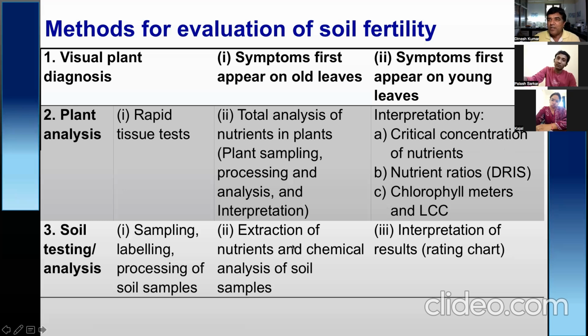Then first you extract the nutrients from the soil, and then after extraction, you do chemical analysis. And after chemical analysis, you do the interpretation of the result, whether your nutrients are sufficient or insufficient in the soil, whether they fall in very low, medium, high, or very high categories. Now we have 5 categories. So according to that, we can rate our soils, whether a particular nutrient is medium, high, or low. Very low, low, and medium are considered as insufficient, and high and very high is considered as sufficient.